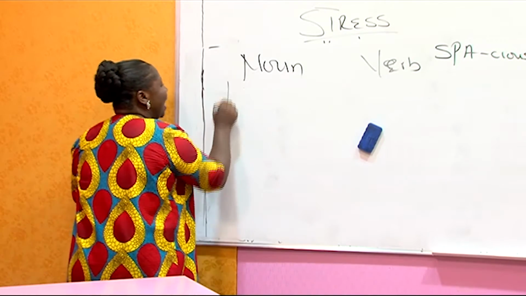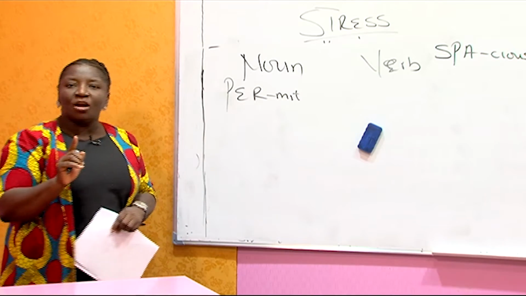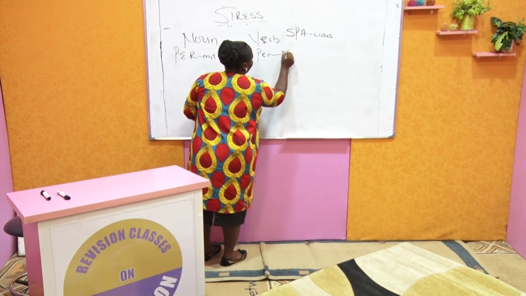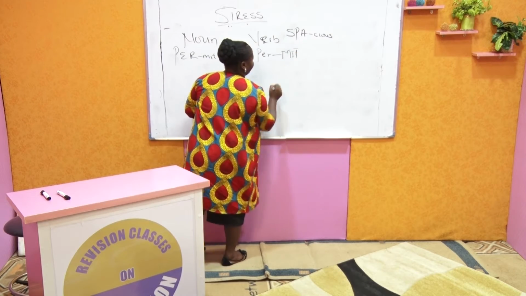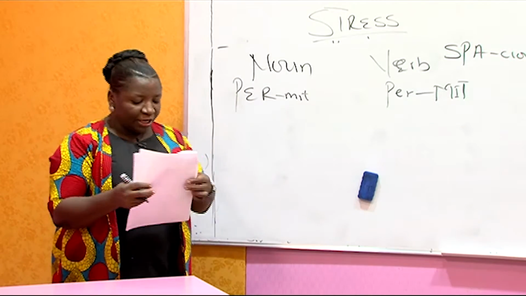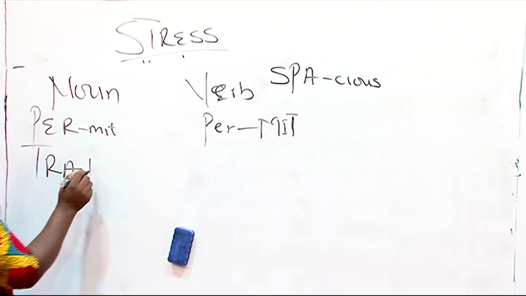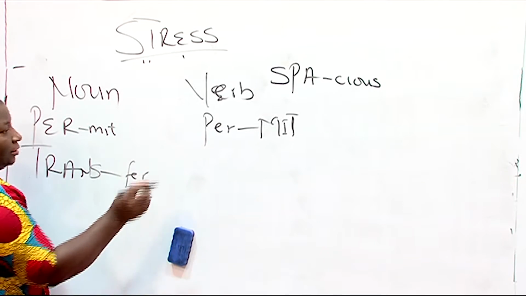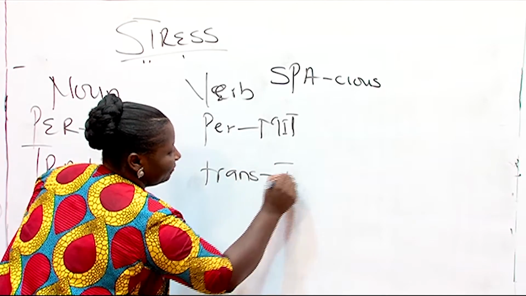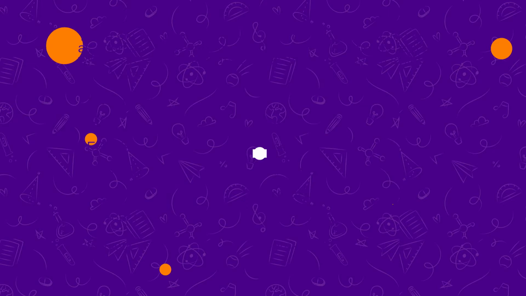Example, we have the word permit. Permit can function as a noun, and permit can equally be seen as a verb. Hence, you notice there's change in the stress positioning. Two, we have the word transfer. Transfer. Also have it here, transfer. You notice there's shifting in the stress positioning.